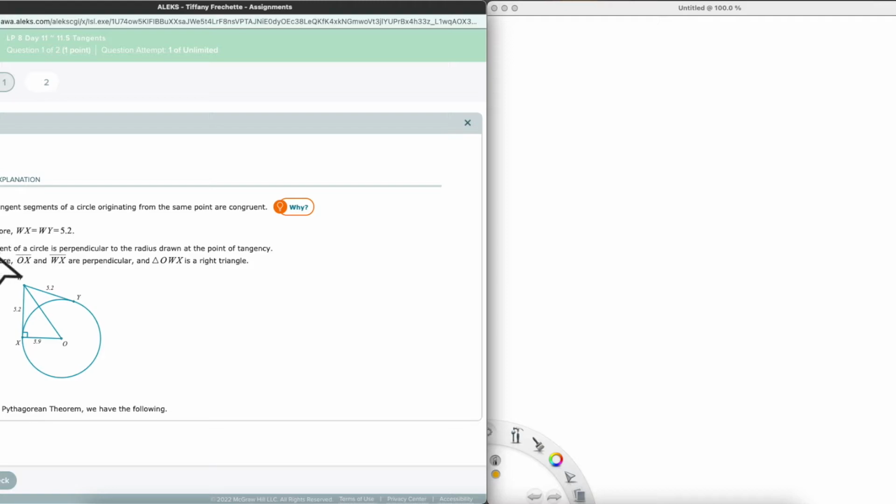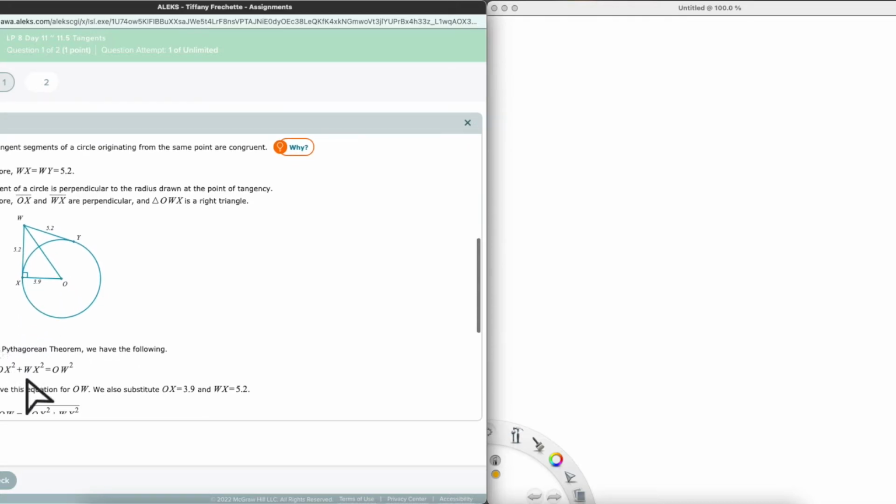A tangent of a circle is also perpendicular to the radius drawn at the same point of tangency. So if I draw a radius over to that point of tangency, and I could do the same thing over here, they're perpendicular. So they create a little right triangle, don't they? So then they go through and start using the Pythagorean theorem to fill in what is WO, the length here.